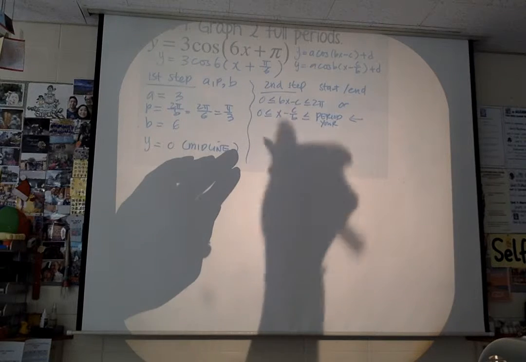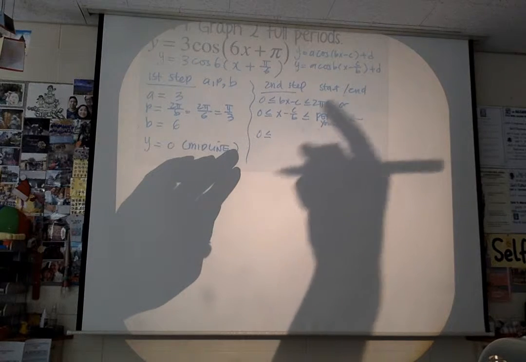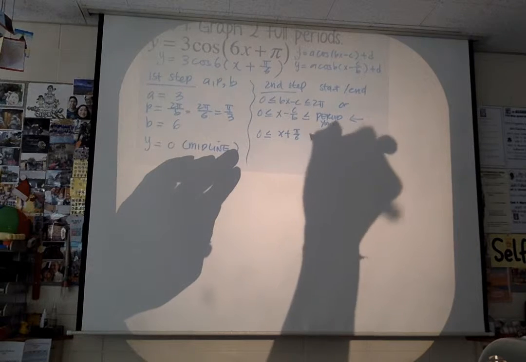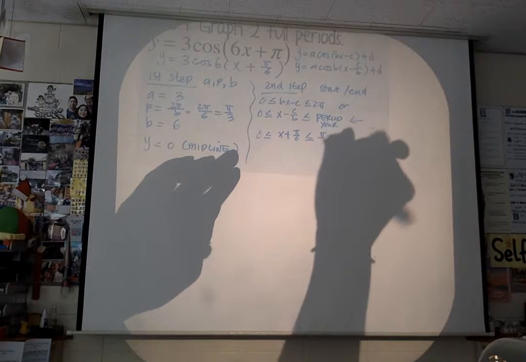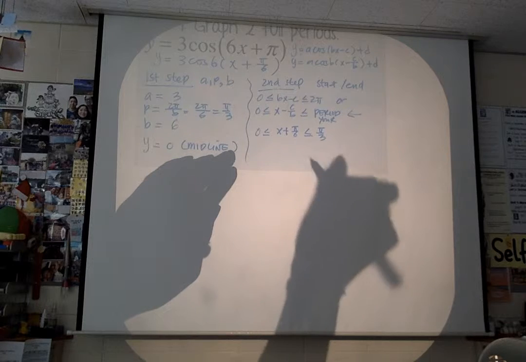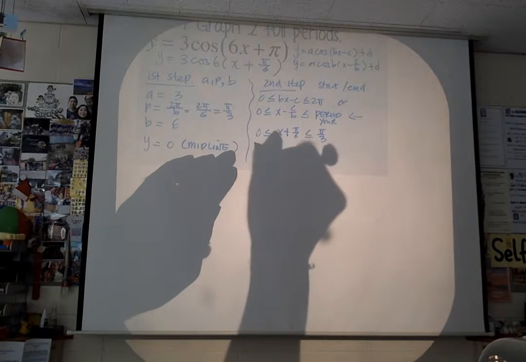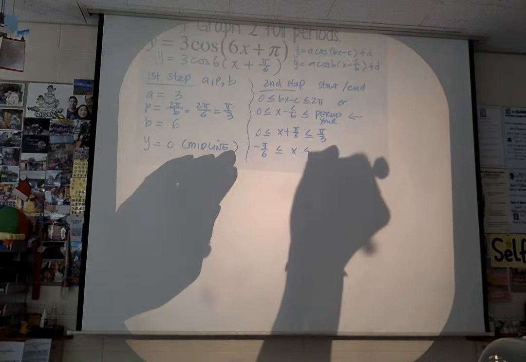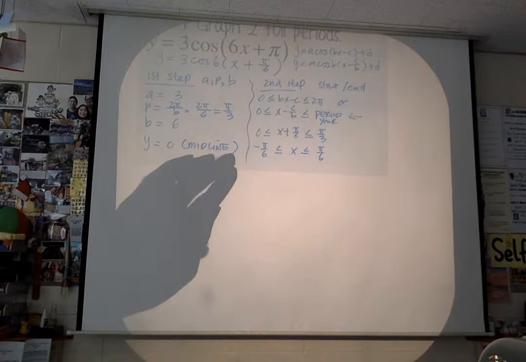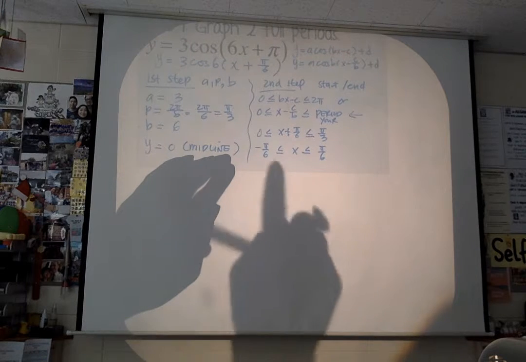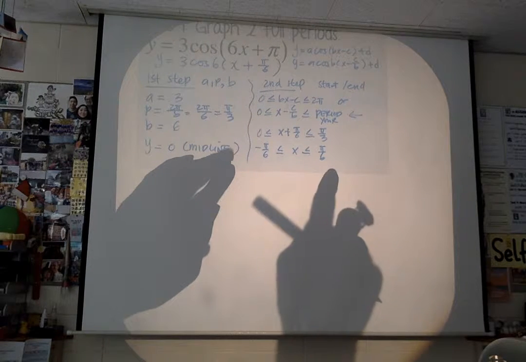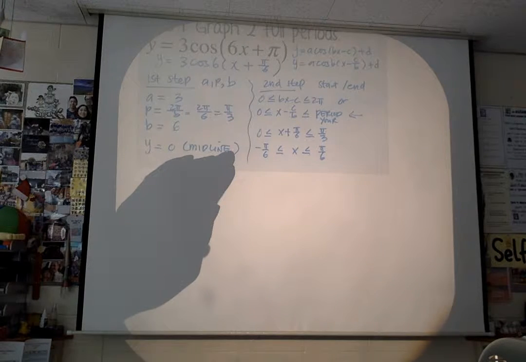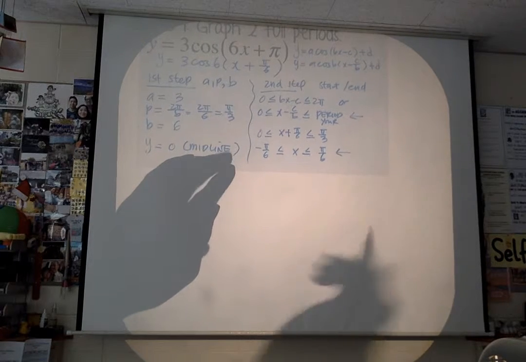You can try this one if you'd like. So ours is 0 is less than or equal to x plus pi over 6, and our period is actually pi over 3. And when you solve that for x, you subtract pi over 6 from each part. You get negative pi over 6 is less than or equal to x is less than or equal to pi over 6. Okay? And think about that, okay? Negative pi over 6 to pi over 6, because this is 2 pi over 6 minus pi over 6, right? When you simplify. Okay? And that's going to be your start and end.